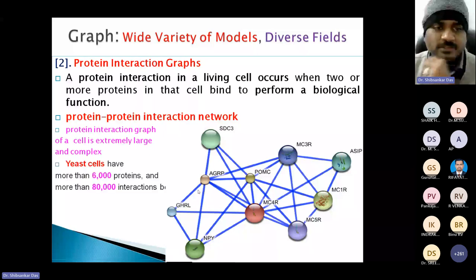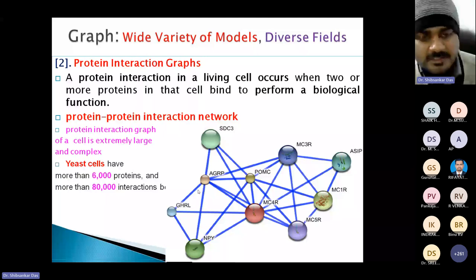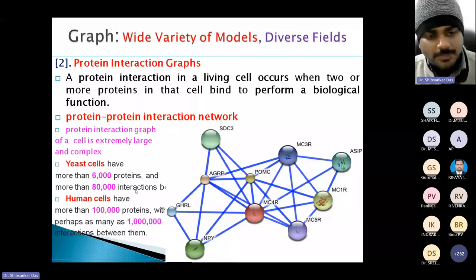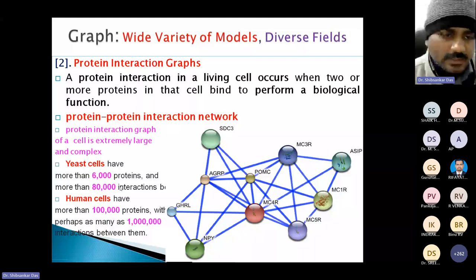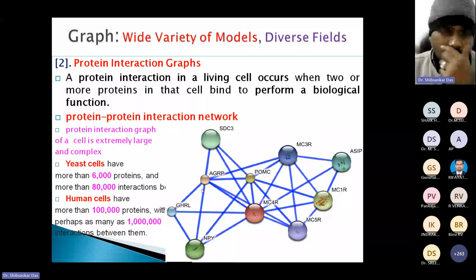For the case of a yeast cell, there are more than 6,000 proteins and 8,000 interaction edges. For the case of a human cell, there are more than 1 lakh proteins, and more than 10 lakh interactions are going on.